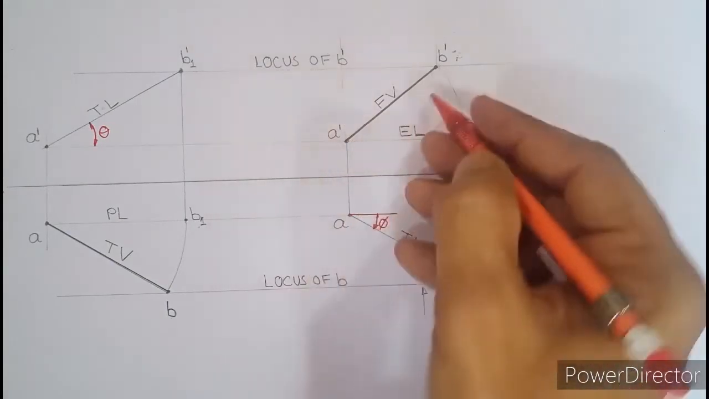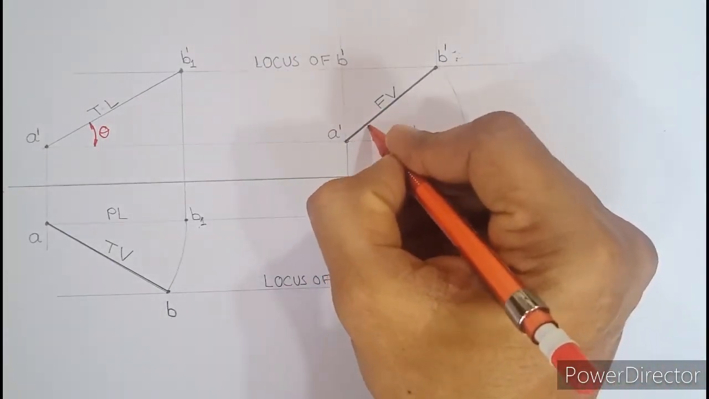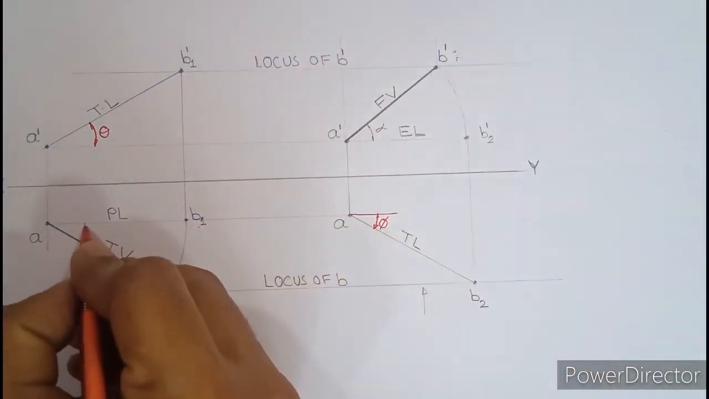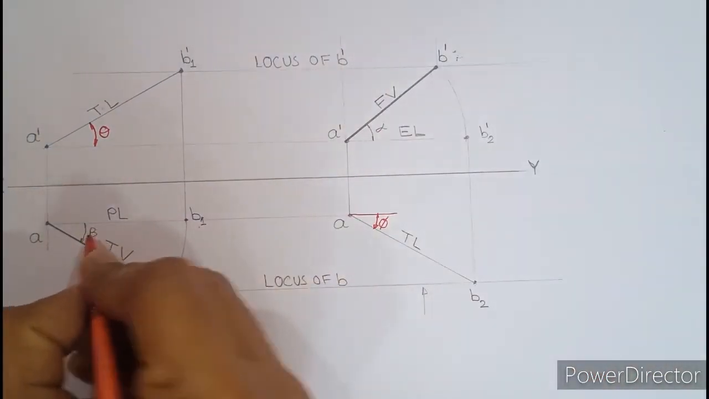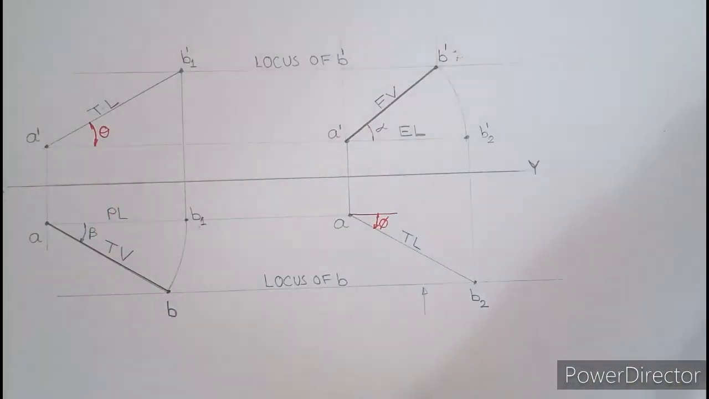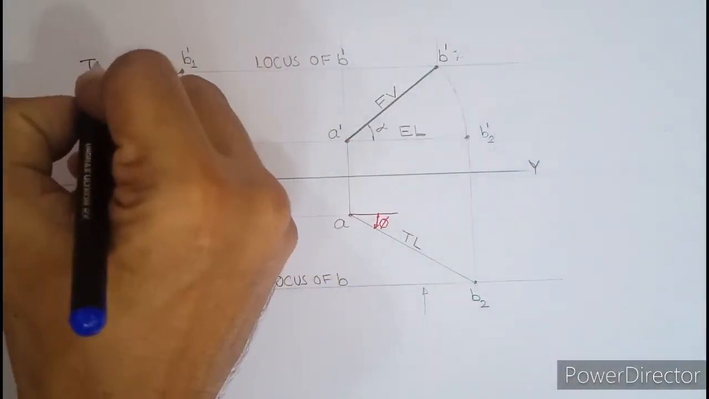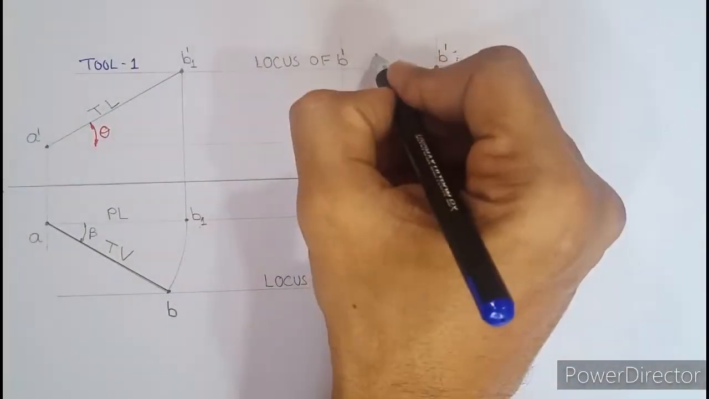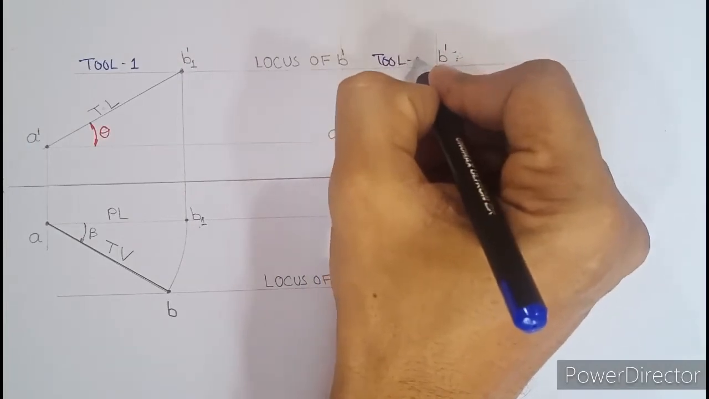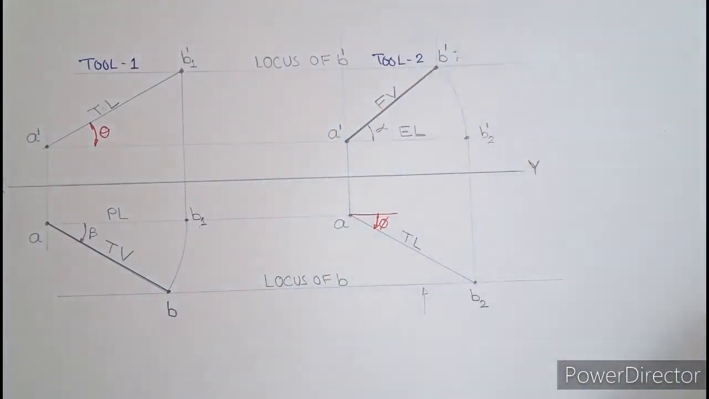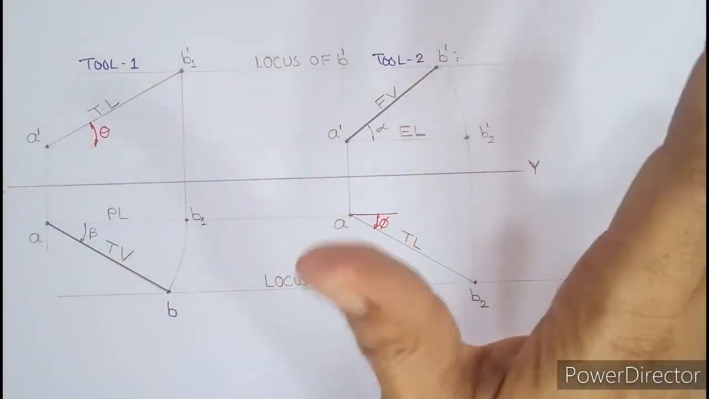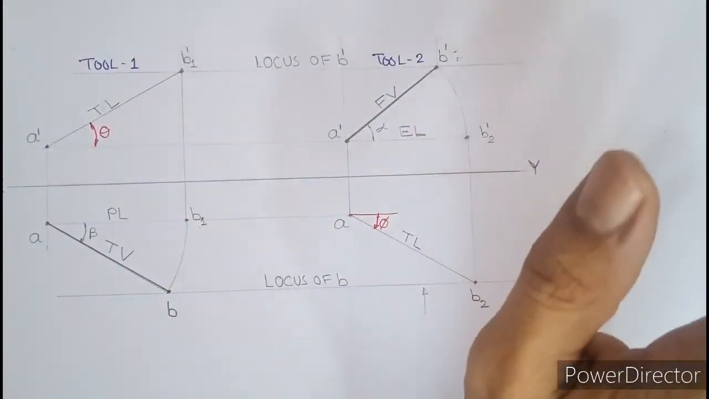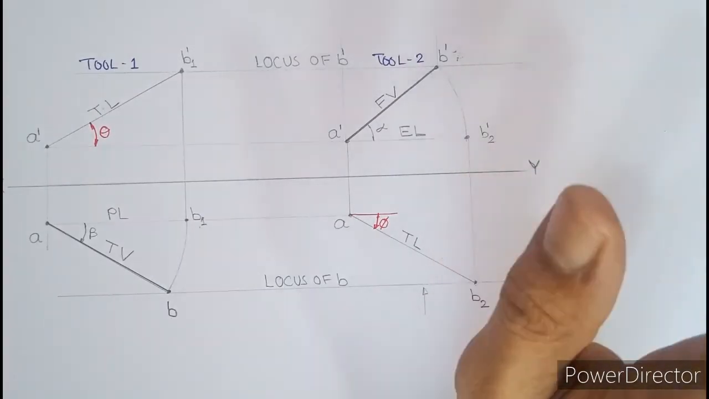Now front view always makes alpha with XY and top view always makes beta with XY. Okay, so we will label this as TL1 and this is TL2. So each and every student has to thoroughly learn by heart the namings, the angles, the procedure to draw, and if you know this thoroughly you can solve any question on lines.